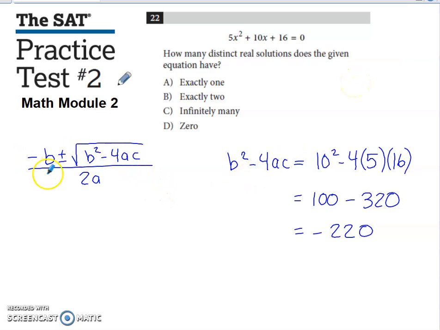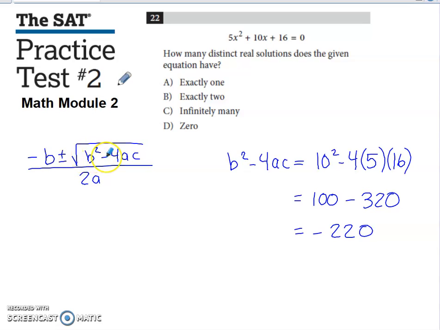So here's the quadratic formula. Unfortunately, it's not on the SAT reference sheet, so this is something you would want to have memorized going into your SAT. To figure out how many solutions you have, you can look at what's under the root. The reason why: if I have a positive under the root, adding or subtracting the square root of a positive is going to give me two real solutions.